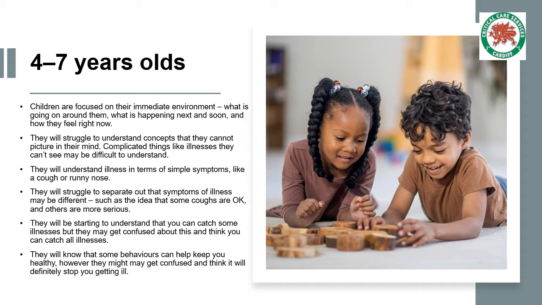They may be starting to understand that you can catch some illnesses, but they may get confused about this and think you can catch all illnesses. So if a parent has a condition, then a child might interpret that they could catch that condition. They will know that some behaviours can help keep you healthy. However, they might get confused and think it will definitely stop you getting ill.